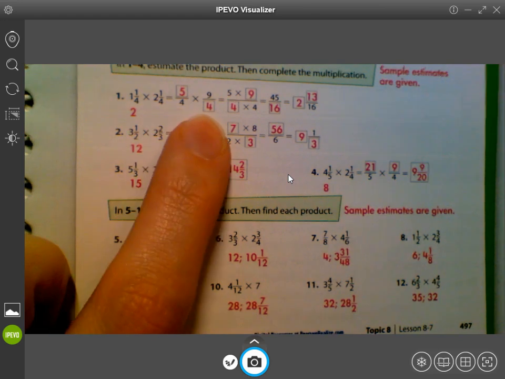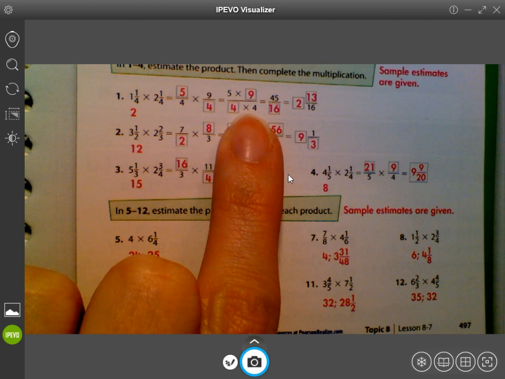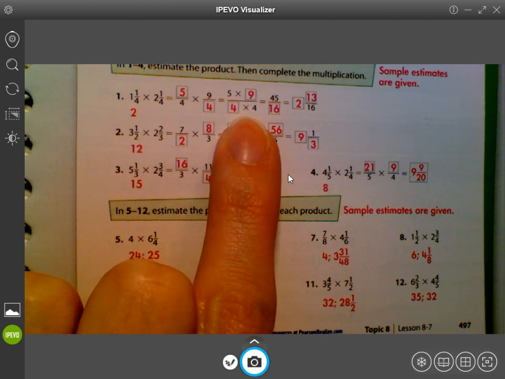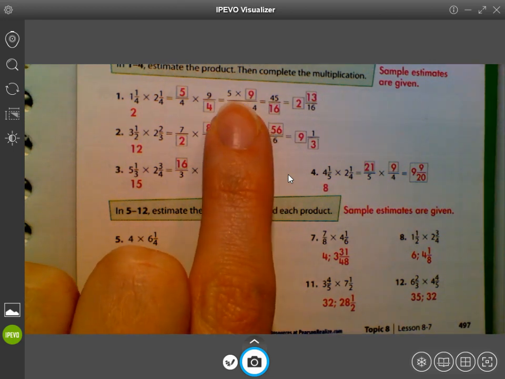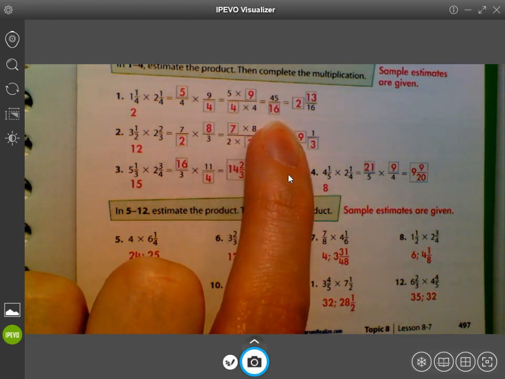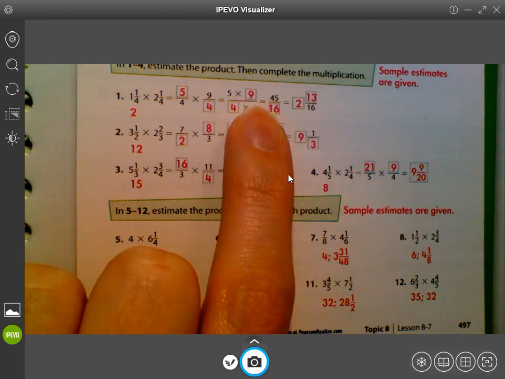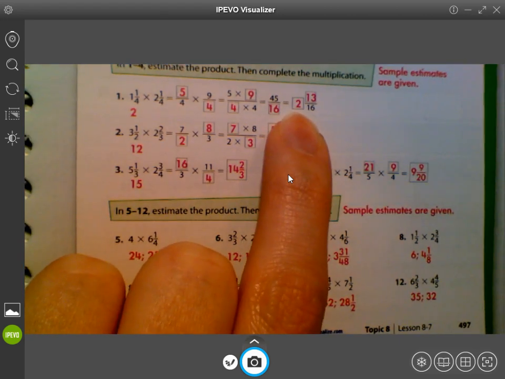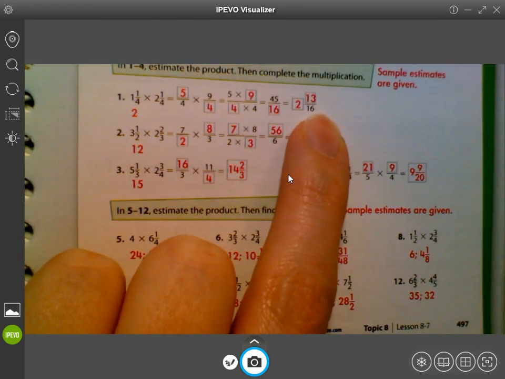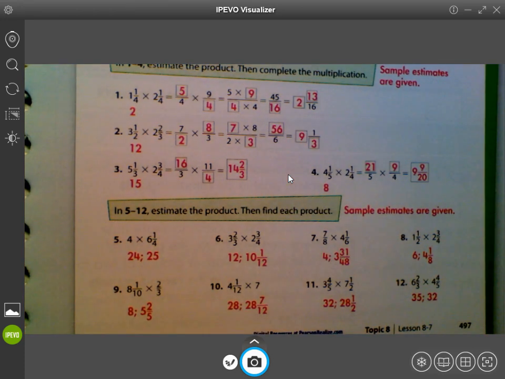So 5/4 times 9/4, that's the same as taking the numerators and multiplying them, 5 times 9, and the denominators and multiplying them, 4 times 4. When we do that, 5 times 9 gets us 45, 4 times 4 gets us 16. So we have 45/16. But that's an improper fraction because our numerator is larger than our denominator. So then we ask, how many times does 16 go into 45? Well, it goes in twice with 13 left over. So 2 and 13/16 is our answer for number 1.